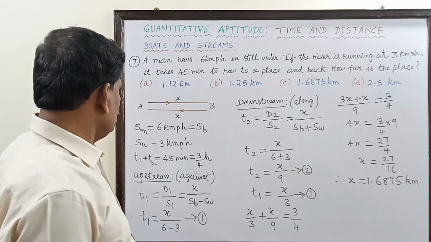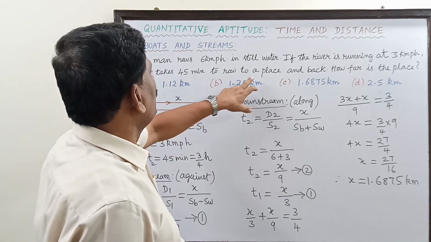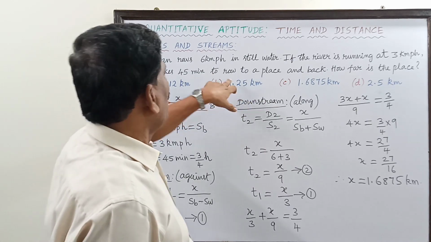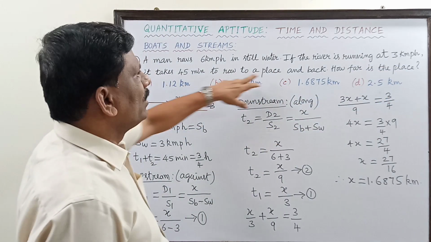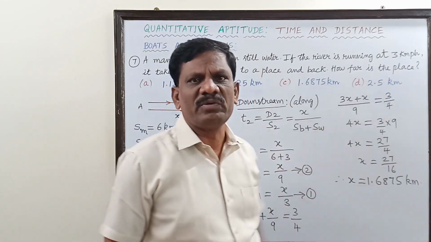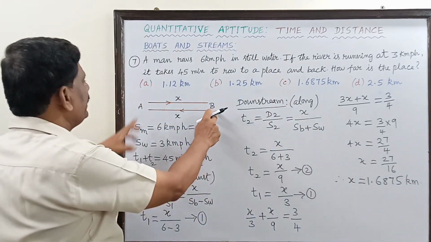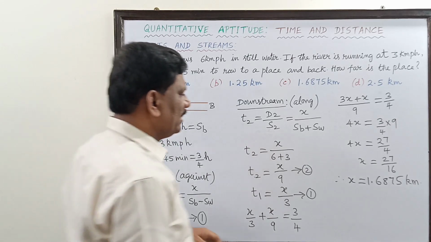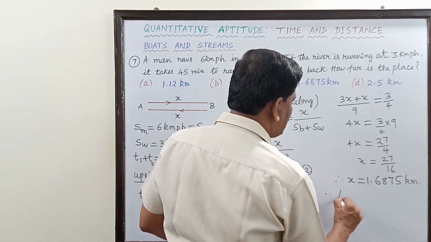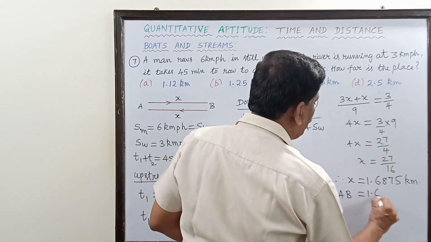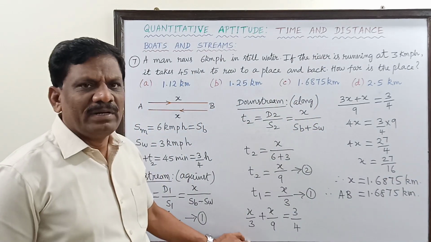So what is asked here? If the river is running at 3 km per hour, it takes 45 minutes to row to a place and back. How far is the place is the question, is it not? How far means A to B distance only is asked. So the place B is at distance x from A. So this is the answer. Therefore, the distance A to B is equal to 1.6875 kilometer. So very simple.